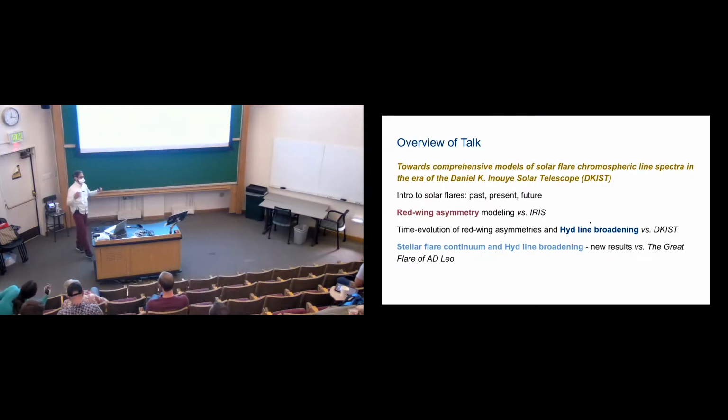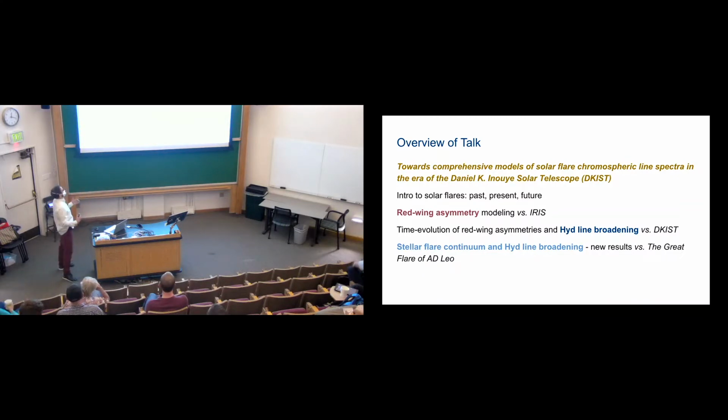So today I'm going to focus on new model predictions for solar flare spectra for the Daniel K. Inouye Solar Telescope, or DKIST. The DKIST is a 4-meter solar telescope, the biggest in the world. It has just started observations. It's located in Maui and Haleakala. And I will discuss how we think we're now ready with our models to learn new physics about the lower atmosphere response during solar flares.